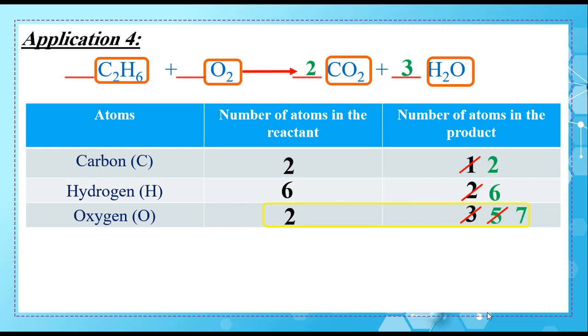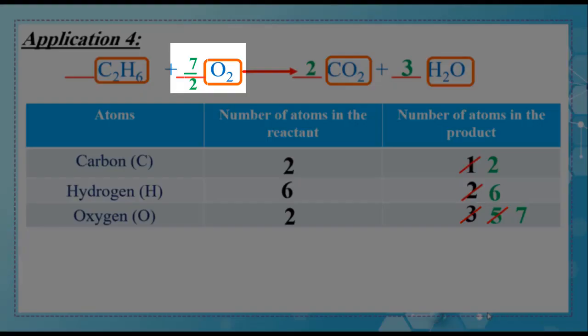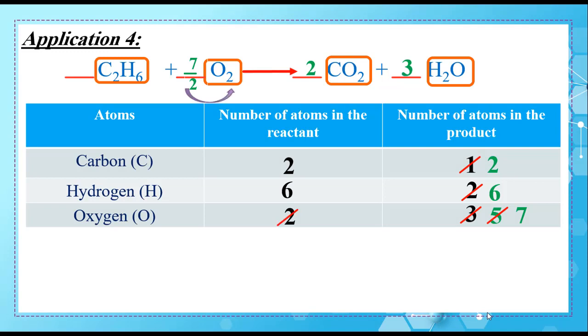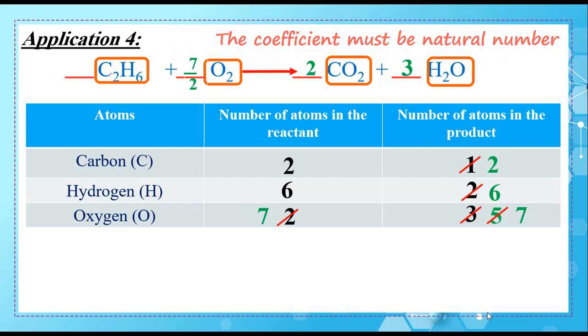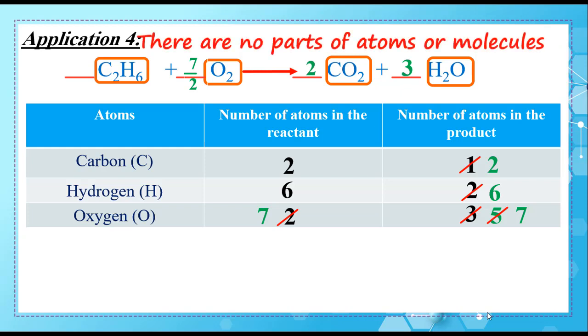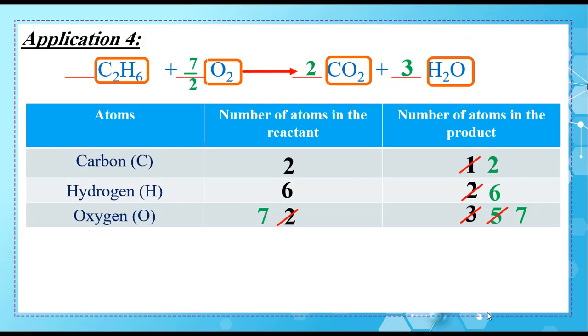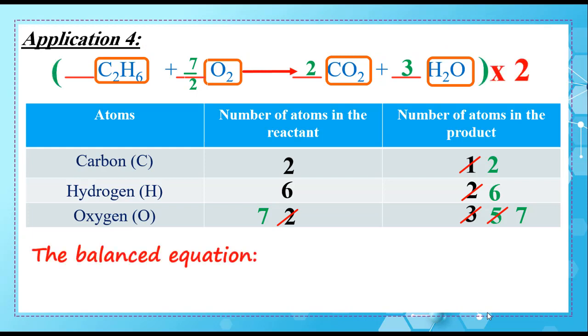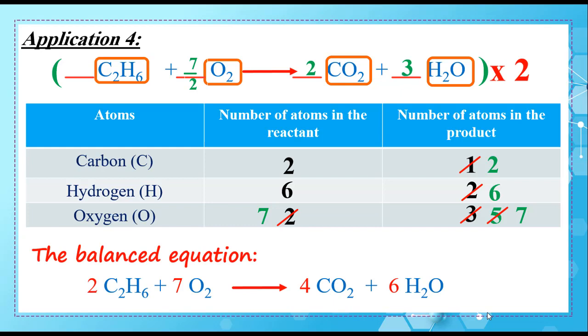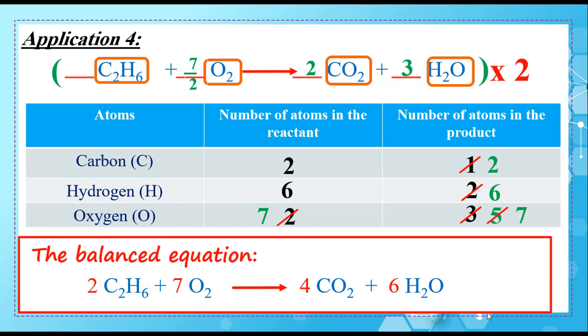To balance the number of oxygen atoms, you can add coefficient 7 over 2 in front of O2. So 7 over 2 times 2 equal to 7. But pay attention, the coefficient must be a natural number, since there are no parts of atoms or molecules. So what you have to do in this case, you should multiply the equation by 2, so the balanced equation will be 2C2H6 plus 7O2 produce 4CO2 plus 6H2O.